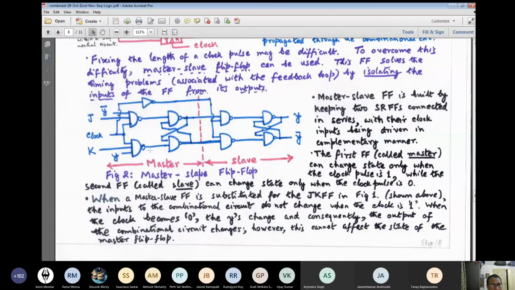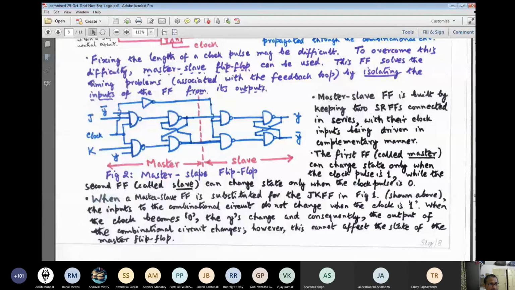Again, it can come only up to this point, not beyond, because if it has to go beyond this, then the clock will become 1. So remember, when the clock is 1, the signal can travel from this point to this point. When the clock is 0, the signal can travel from this point to this point, but not via this feedback to here. So these two are isolated from each other. The master flip-flop can change state only when the clock pulse is 1, while the second flip-flop can change state only when the clock pulse is 0.